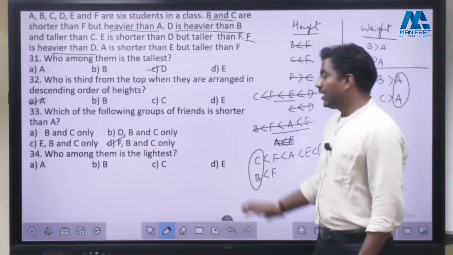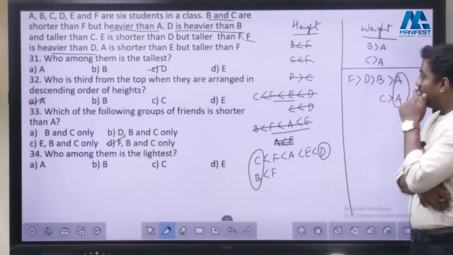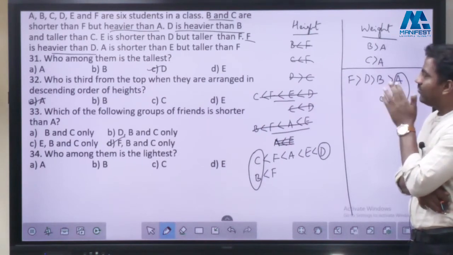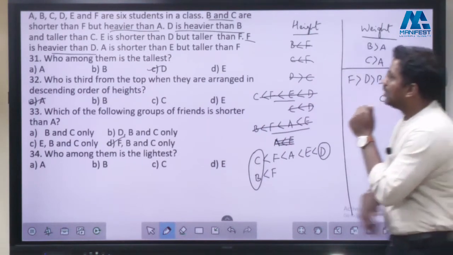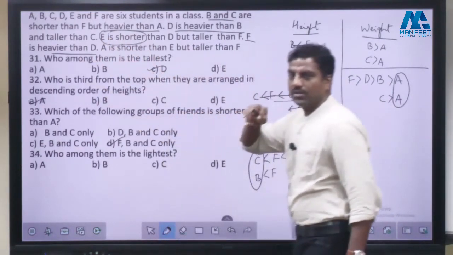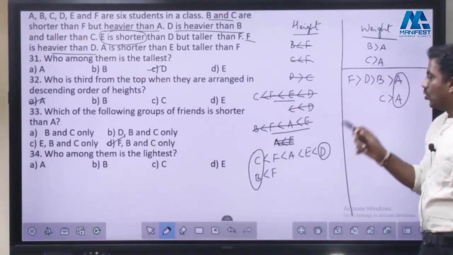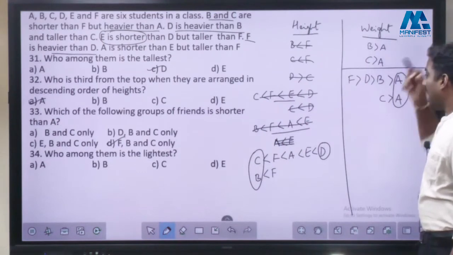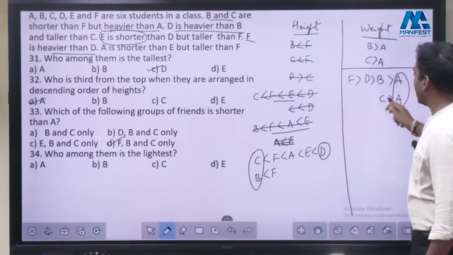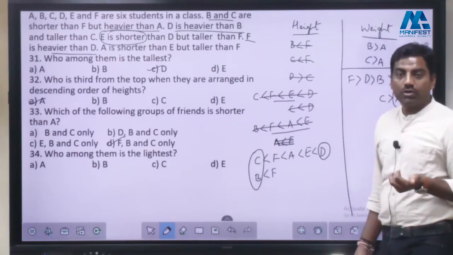So, can we conclude here? Who among them is the lightest? Have we missed anything with respect to E? With respect to E, we don't know anything with respect to weight, no? E is expressed only here, and that too they have given E is shorter. But with respect to the weight of E, we don't know anything. So who among them is the lightest? A is the least, B and C are next to them. E, where to put, we don't know.